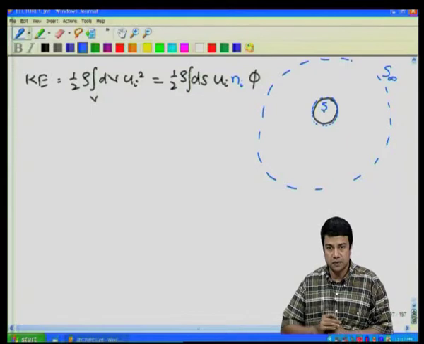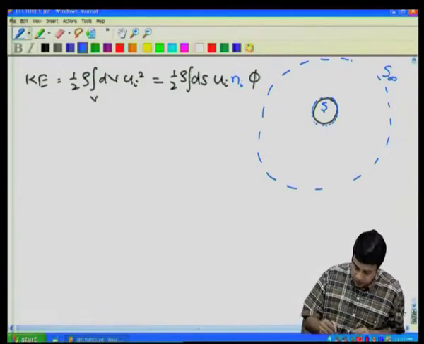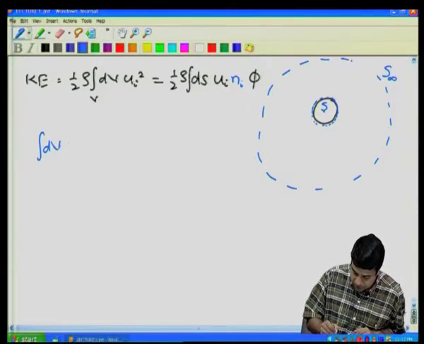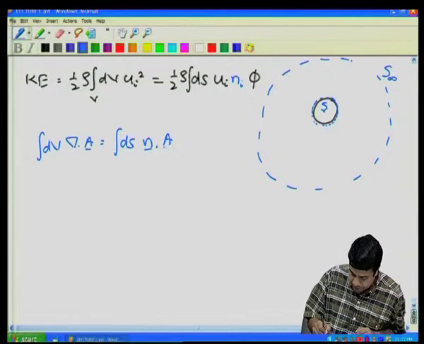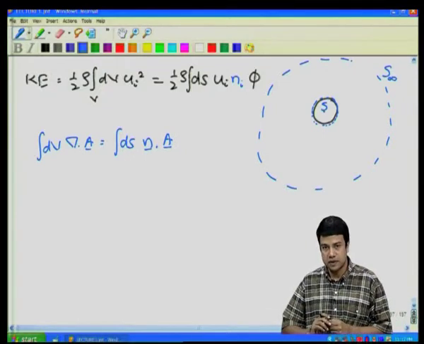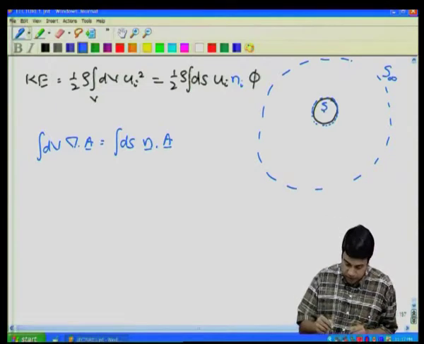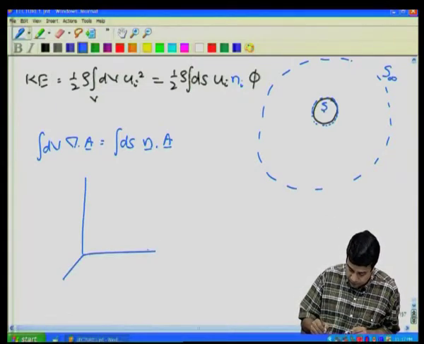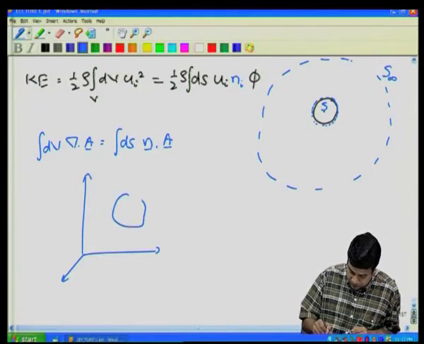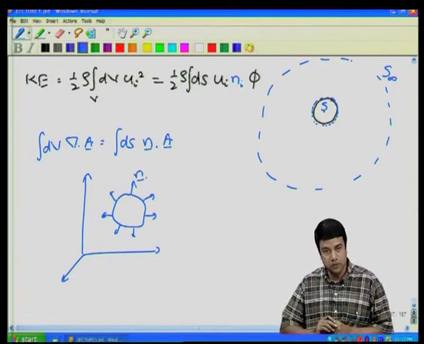Recall that when we did the divergence theorem, just to make this concept clear, we said that the integral over the volume dV of del dot A is equal to the integral over the surface dS of n dot A. That was the divergence theorem. How did we prove it? If you recall, we took some volume with an outward unit normal n.